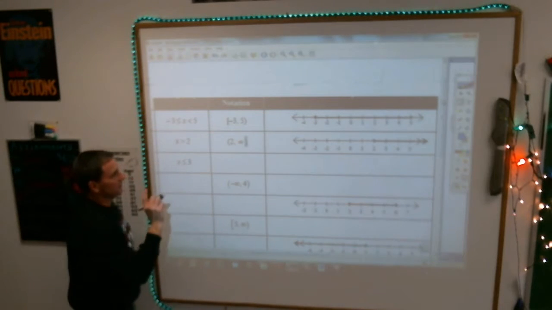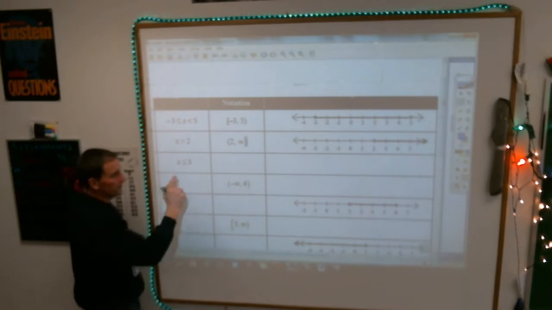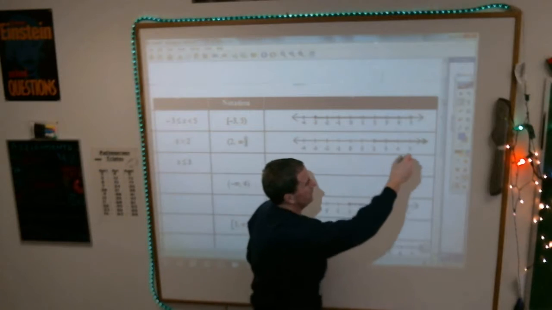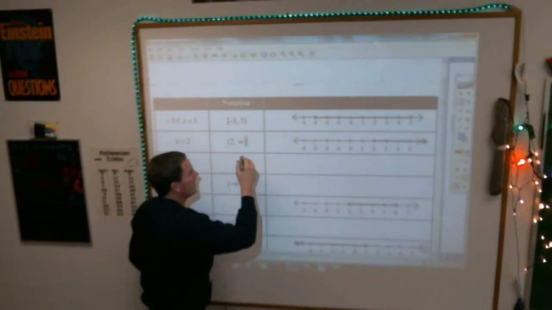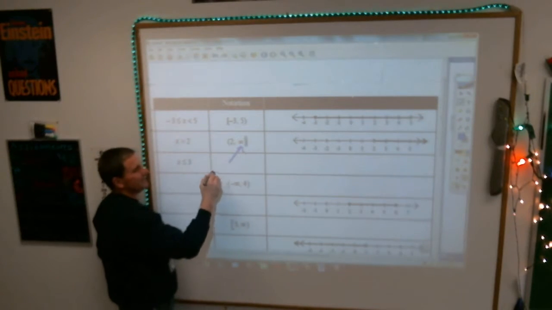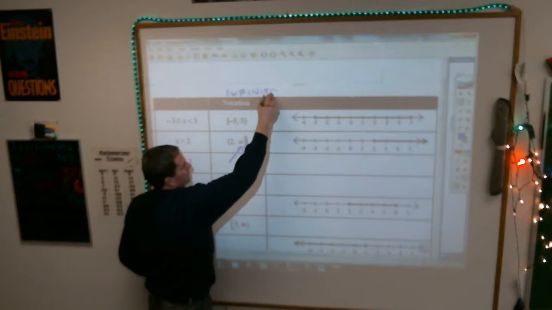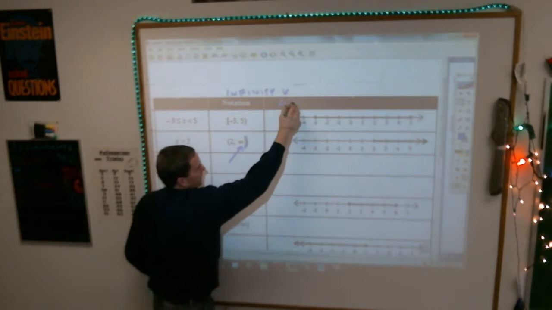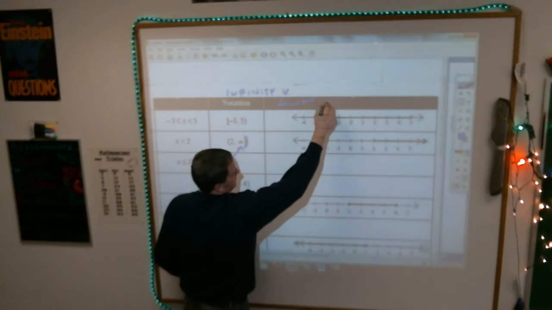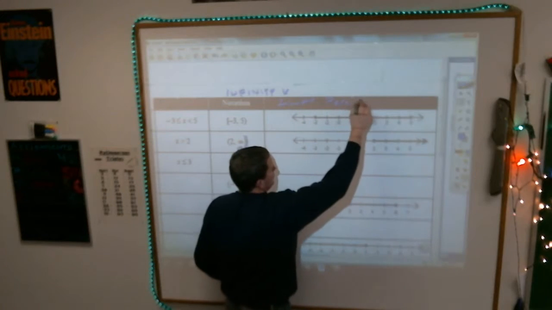Okay, here is the deal. Write this down in your notes though. If it is infinity, infinity is always a parenthesis. Infinity is always parentheses.